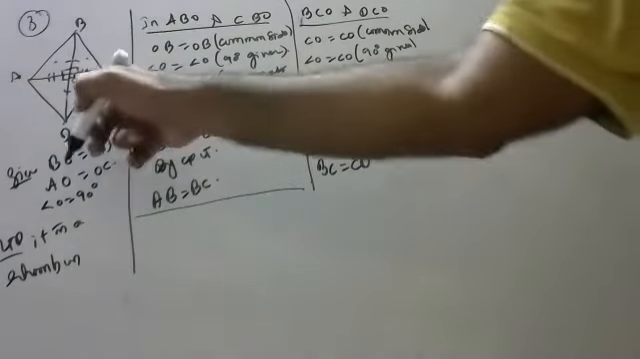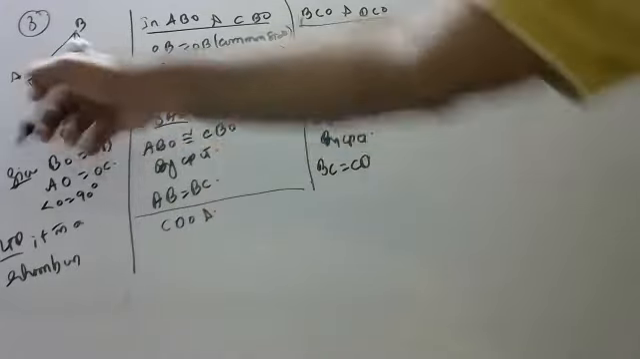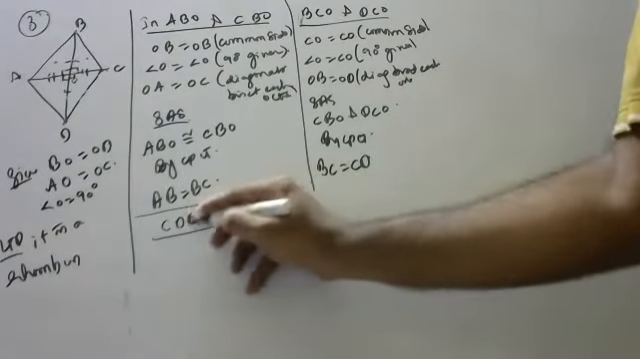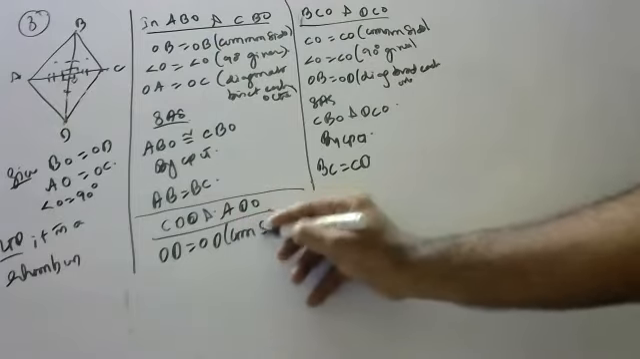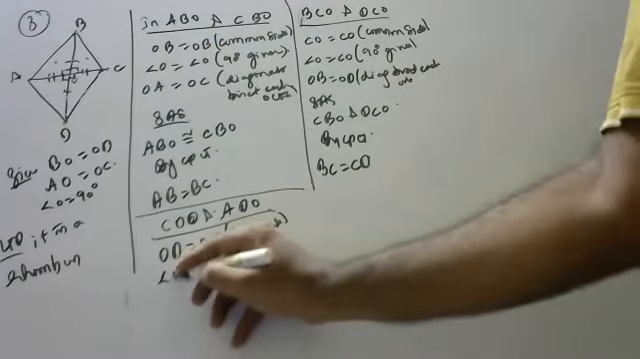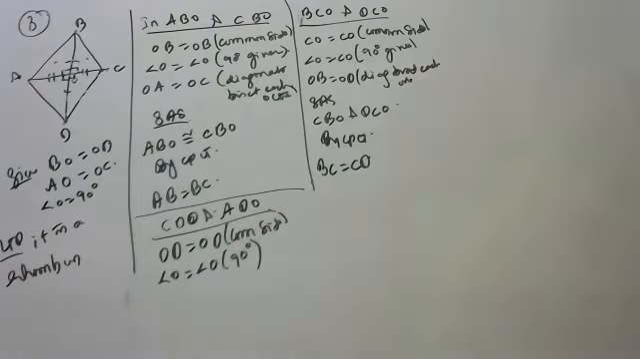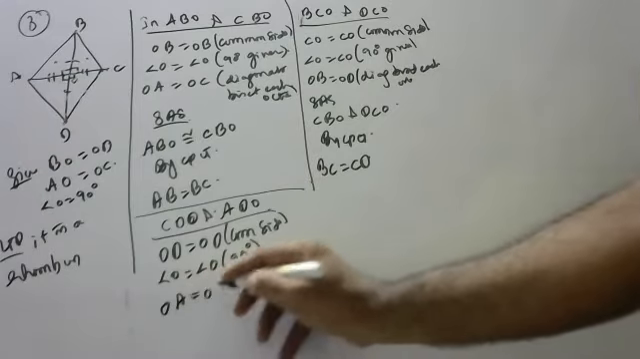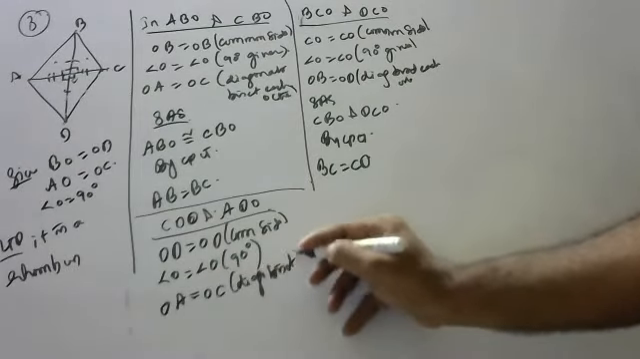One more option. In these two triangles, CDO and ADO, children, OD is equal to OD. Why, children? Common side. Angle O is equal to angle O. Why, children? 90 degrees given. OA is equal to OC. Why? Diagonals bisect each other. Only one boy is listening. Very good. Diagonals bisect each other.